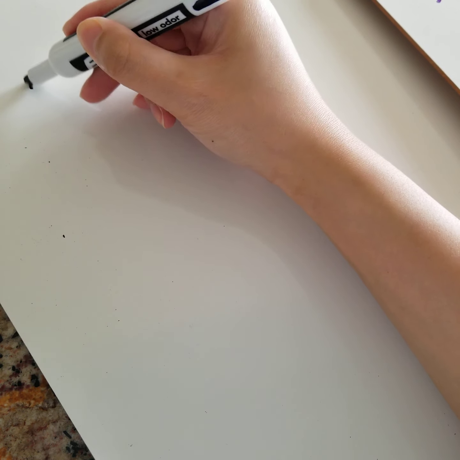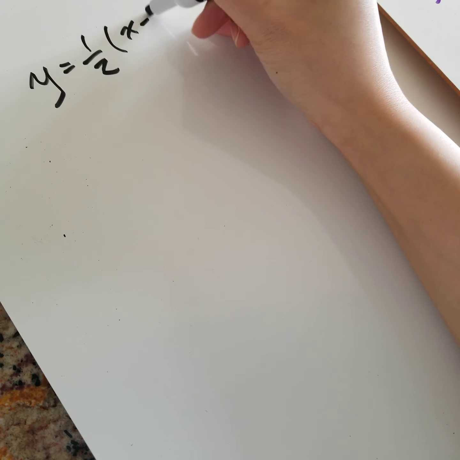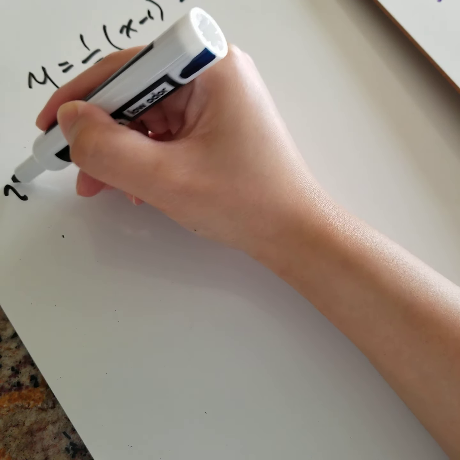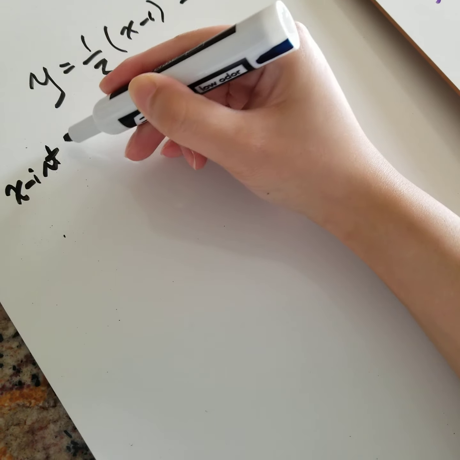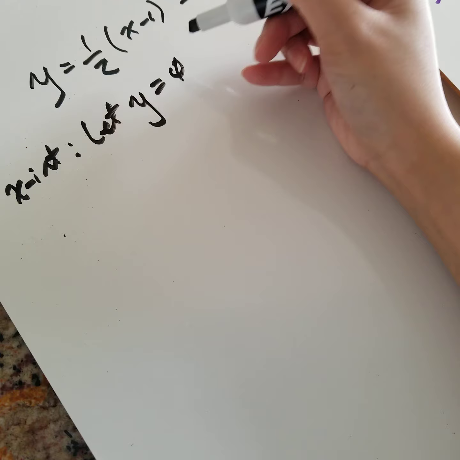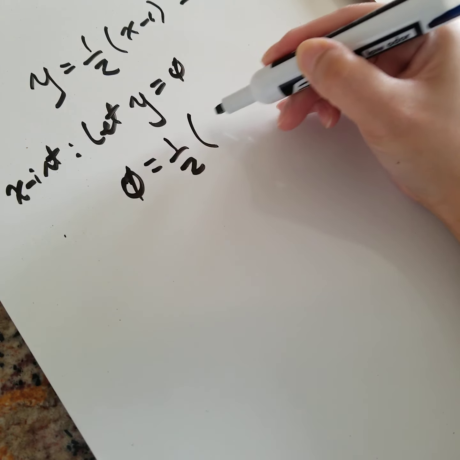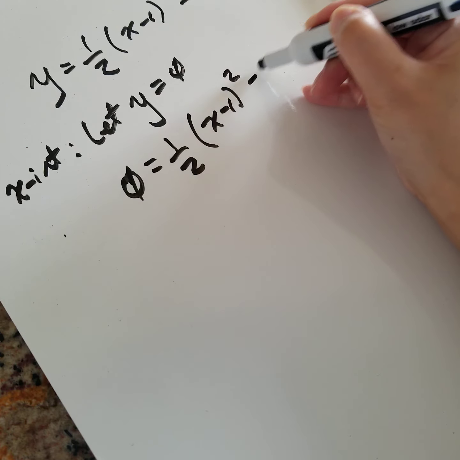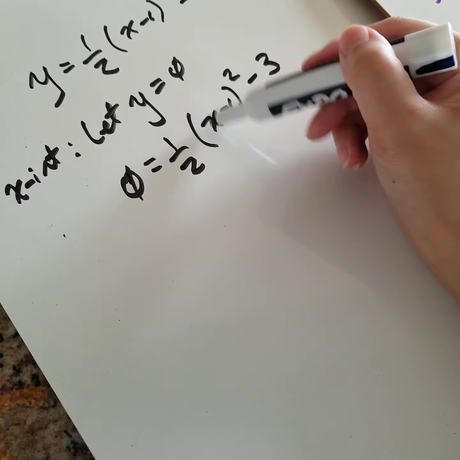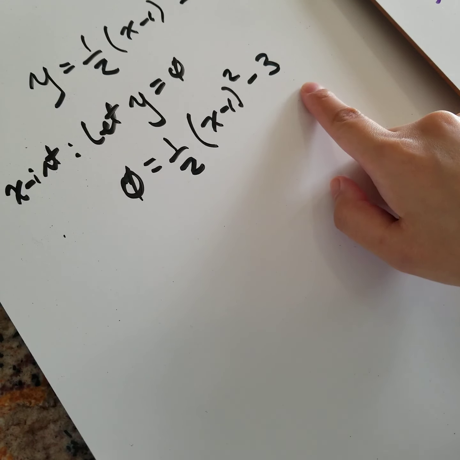So let's write our equation. Y is equal to half x minus 1 squared minus 3. If I want the x-intercepts, remember I'm going to say let y equal to 0. So I would have an equation that looked like this. This y up here, I'm saying that it's going to be equal to 0, so I can isolate for x. So this is now reverse operations.